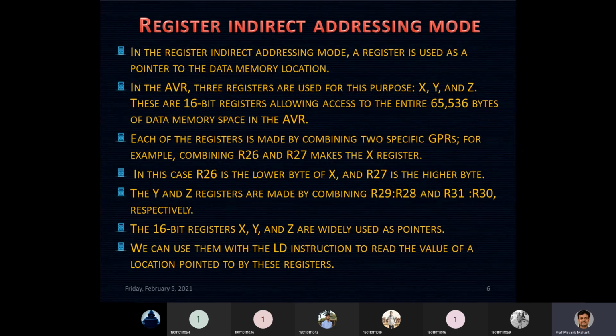In the register indirect addressing mode, a register is used to point to the data memory location. Instead of directly using the memory location, we can store that memory location in a register, and then the register can be used to point to that particular memory location, as if it is working as a pointer. We have already talked about this in the 8085, where the HL pair can be used as a pointer. In the same way, in our AVR we have three registers.